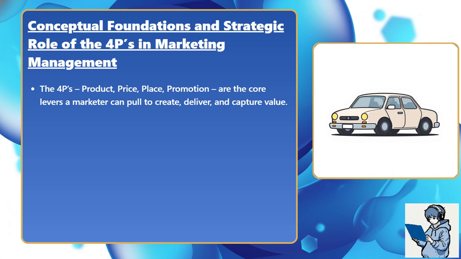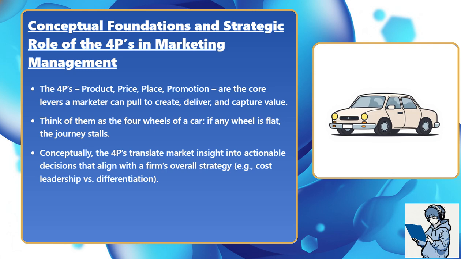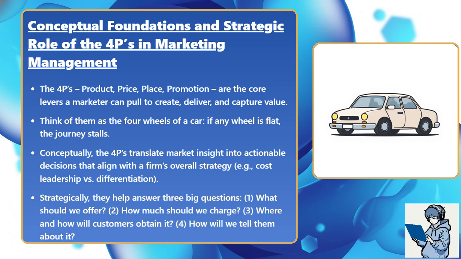The 4P's, product, price, place, promotion, are the core levers a marketer can pull to create, deliver, and capture value. Think of them as the four wheels of a car. If any wheel is flat, the journey stalls. Conceptually, the 4P's translate market insight into actionable decisions that align with a firm's overall strategy, for example, cost leadership versus differentiation. Strategically, they help answer three big questions.